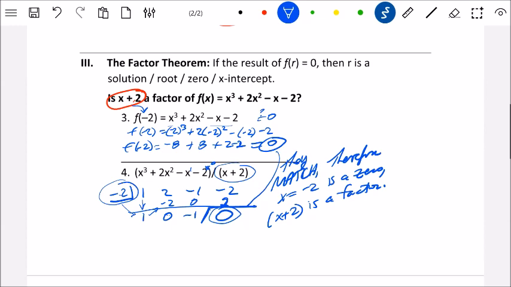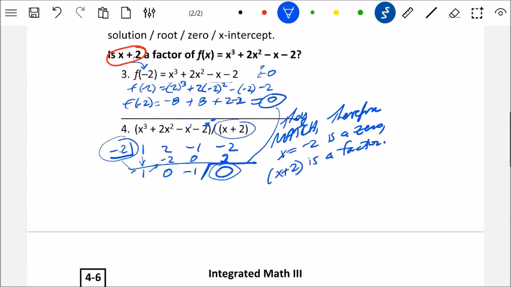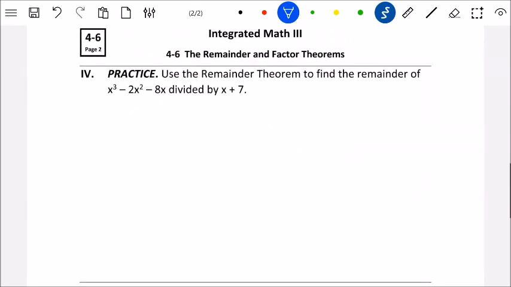Now, let's do one where it is not a 0. Use the remainder theorem to find the remainder of this. All right, so I'm going to do two things. I'm going to do it as f of -7. Oh, I put a 2 for some reason. There, -7. And then we're going to put that -7 into these spots. -7 cubed, minus 2, -7, minus 8, -7.